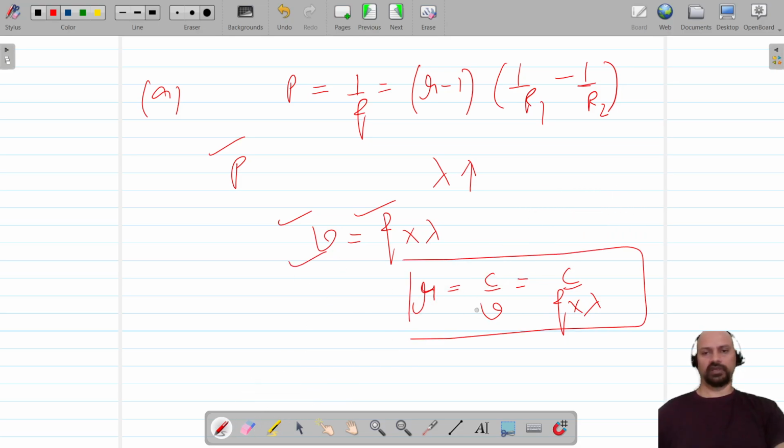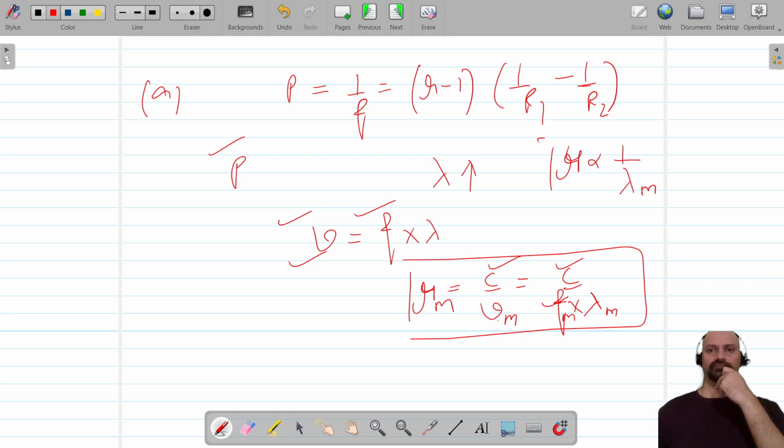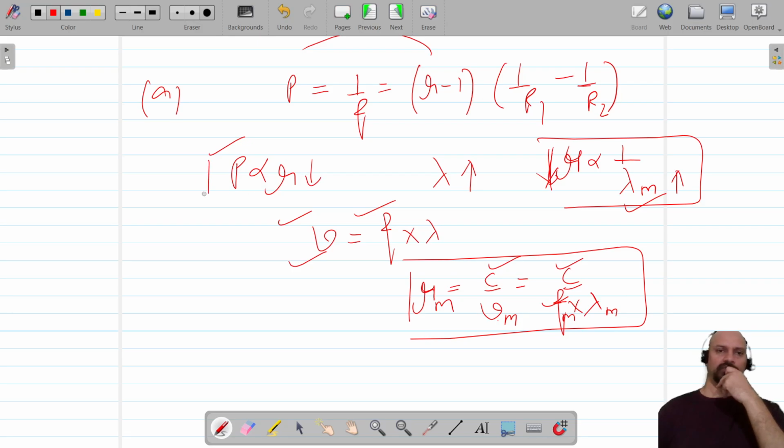So this is the absolute refractive index, with C the speed of light, and V the speed of light in the medium, which is given by frequency in the medium into the wavelength in the medium. Our frequency remains the same. So refractive index is inversely proportional to the wavelength in the medium. If wavelength increases, refractive index decreases, and P is directly proportional to the refractive index. So if wavelength increases, the refractive index decreases, and the power will also decrease.